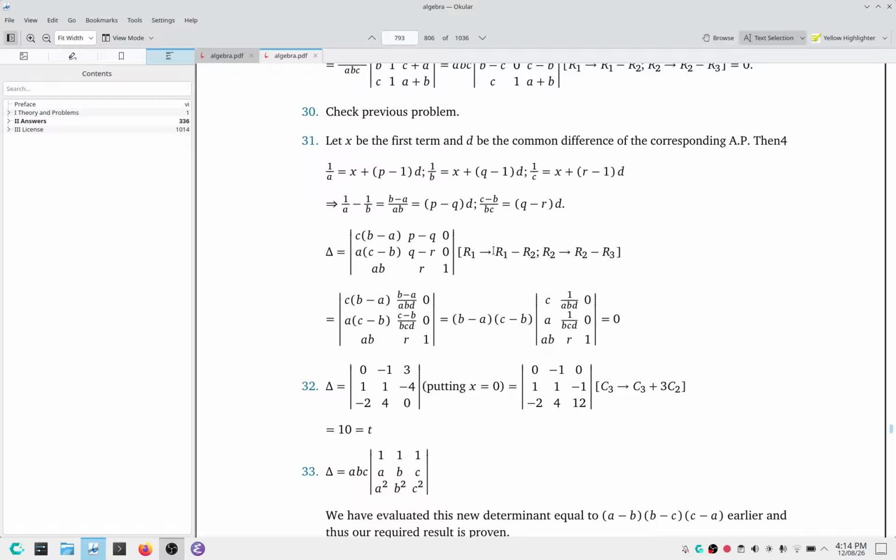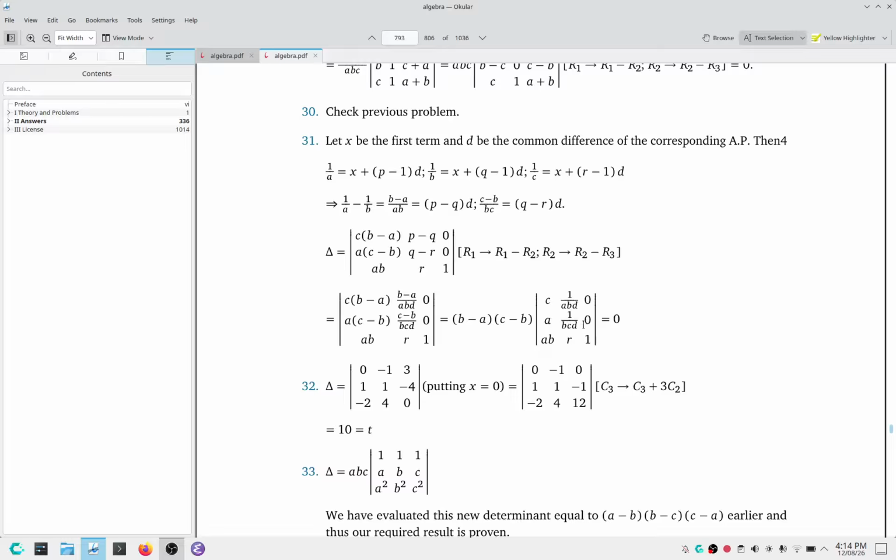Now in the given determinant, we apply the operation R1 equals R1 minus R2 and R2 equals R2 minus R3 to get these two zeros. Now p minus q, from here, we can write as b minus a upon abd, and q minus r we can write as c minus b upon bcd. So from here we can take b minus a common from the first row and c minus b from the second row. That we take out, we get c, 1 upon abd, 0; a, 1 upon bcd, 0; ab, r, 1.